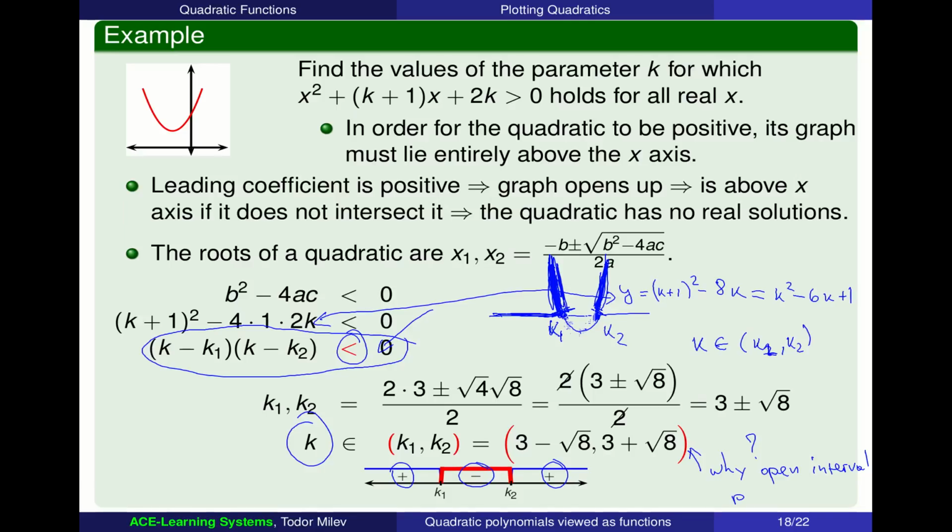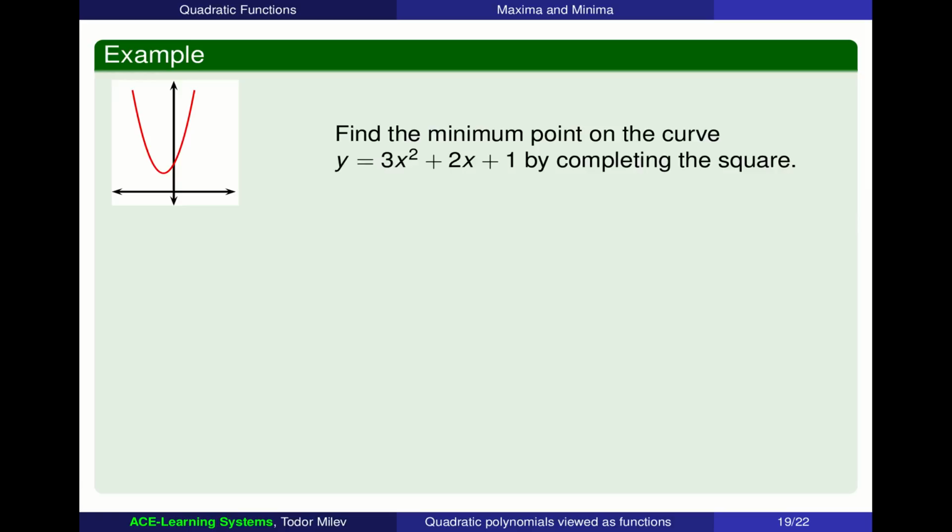That solves my problem. In the next slide, I will teach you how to find the minimum point on a quadratic function. But before I just give you the recipe for finding the minimum point of a quadratic function, let's do an example. Let's pick one concrete quadratic, 3x squared plus 2x plus 1, and let's find the lowest point on the graph of that quadratic. How do we do that? Well, we're going to do that by completing the square.